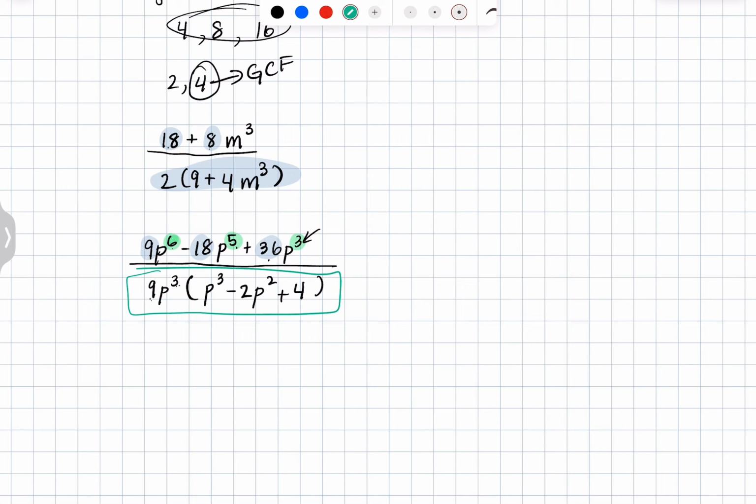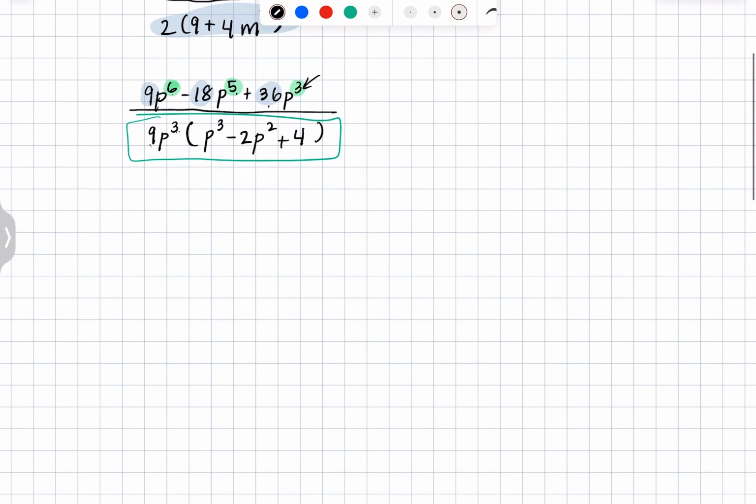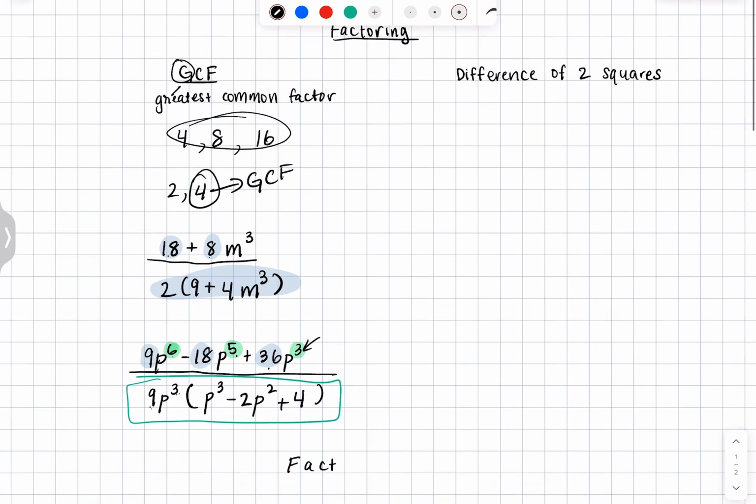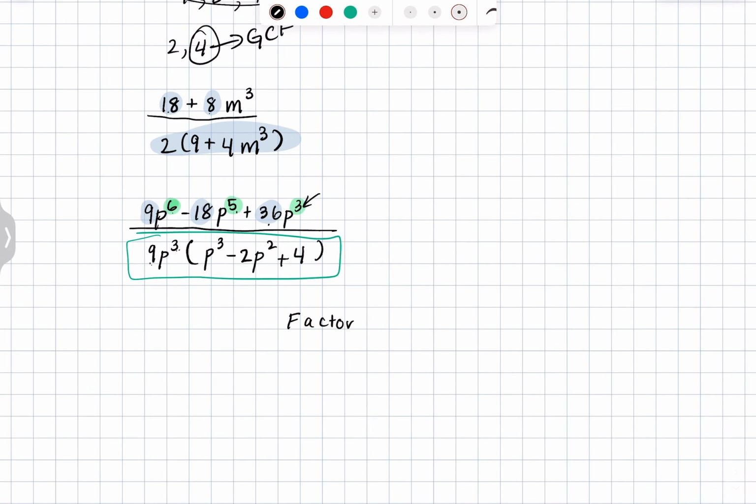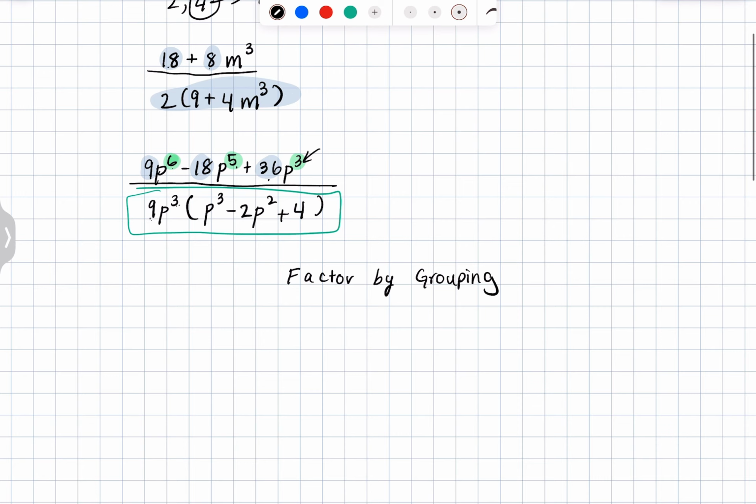Next, we're going to be looking at factor by grouping. That's our next one, and then we'll move back up to difference of two squares. So let's look at an example here. Factor by grouping basically means you're splitting the equation into two sections. So let's say we have x squared plus 9x plus 20.